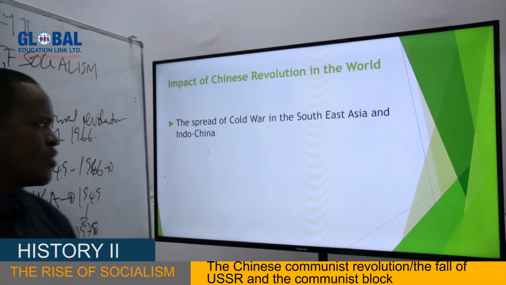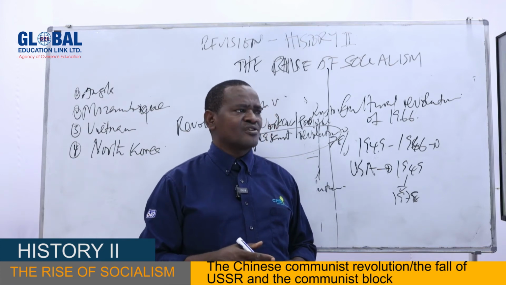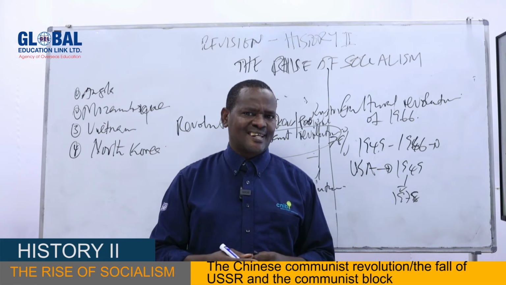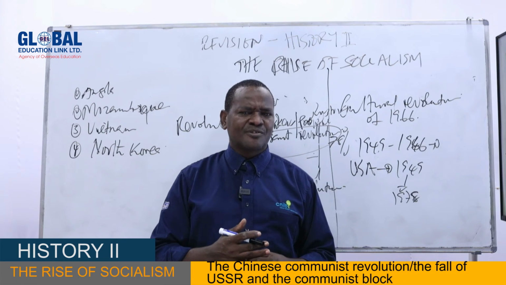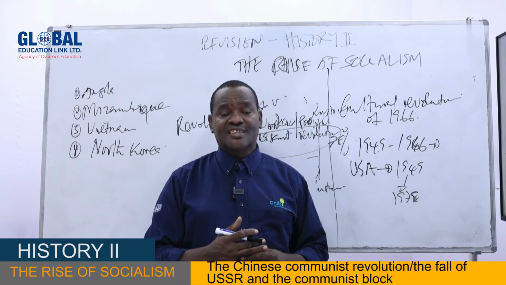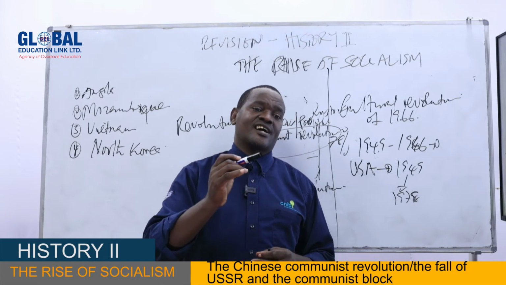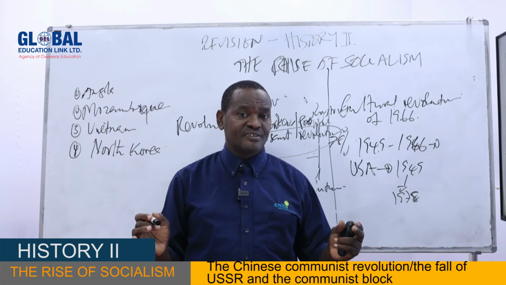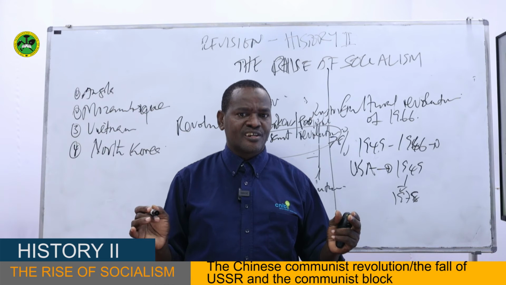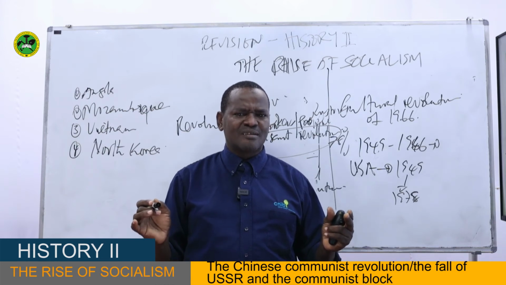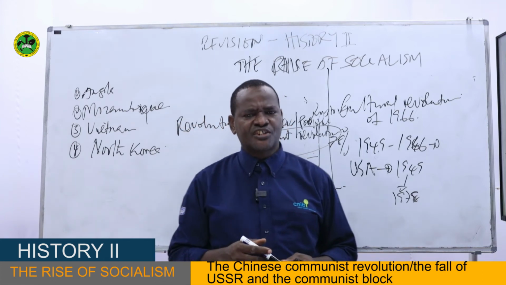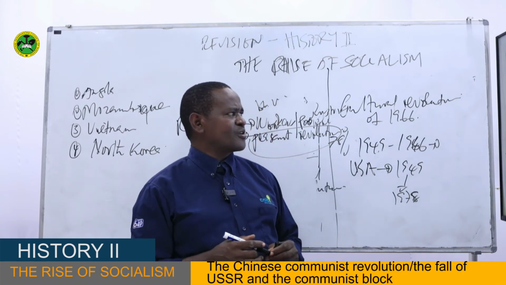Another thing is the spread of Cold War in the Southeast Asian countries and Indochina. Remember, the Chinese Revolution of 1949 contributed to the spread of Cold War. Why? Because the Americans and other Western countries were so shocked by the Chinese Revolution that they feared revolution could spread to other countries, something which really happened. After 1949, revolution followed in Vietnam, in 1954 and 1955, in the 1950s in Korea, also later in Cambodia and in Laos. So it was obvious that revolution was expanding in Southeast Asia and Indochina. That led to the spread of Cold War to that area.